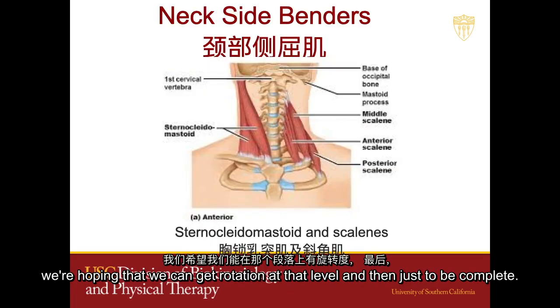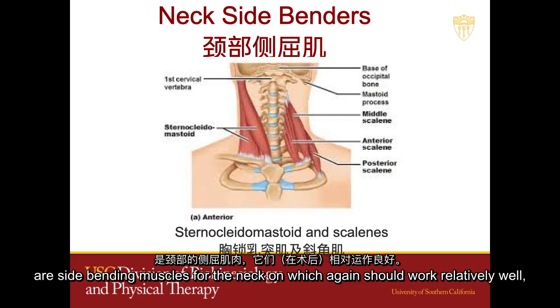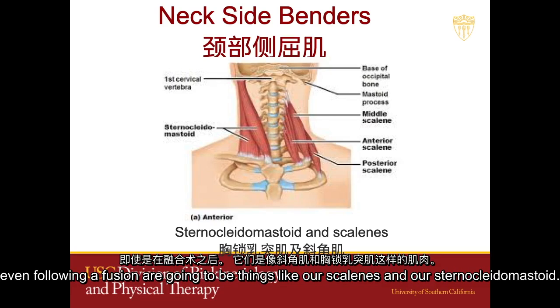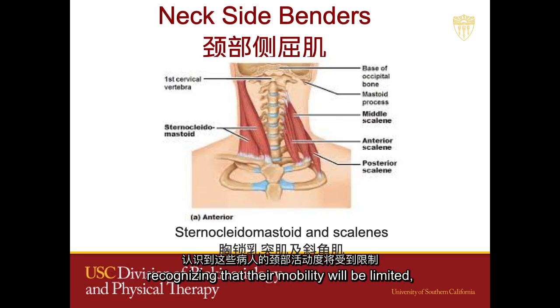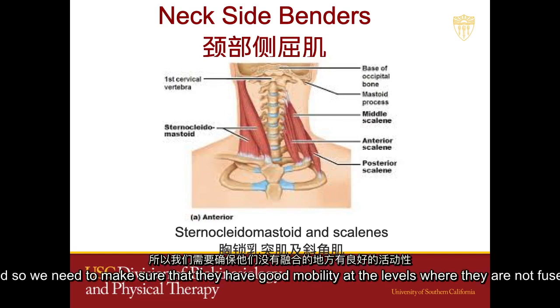And then just to be complete, our side bending muscles for the neck, which again should work relatively well even following a fusion, are going to be things like our scalenes and our sternocleidomastoid. So those are all muscle groups that we need to think about as we are performing our rehab for these patients. Again, recognizing that their mobility will be limited, and so we need to make sure that they have good mobility at the levels where they are not fused.